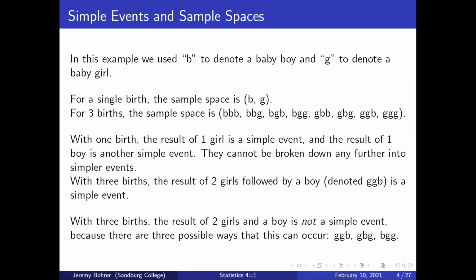With 1 birth, the result of 1 girl is a simple event, and the result of 1 boy is another simple event. They cannot be broken down any further into simpler events. With 3 births, the result of 2 girls followed by a boy, denoted GGB, is a simple event. With 3 births, the result of 2 girls and a boy is not a simple event, because there are 3 possible ways that this can occur: GGB, GBG, or BGG.